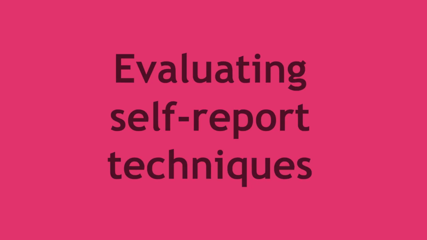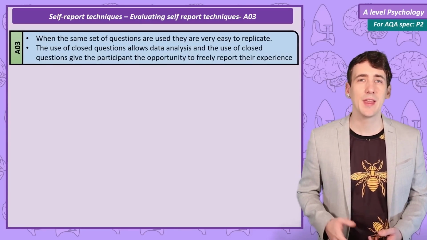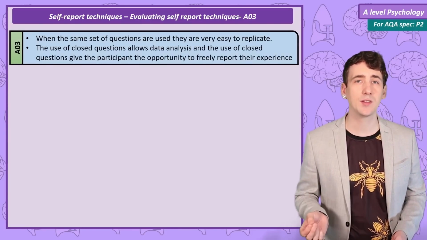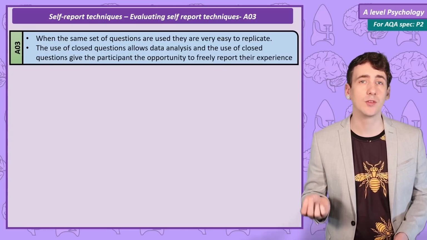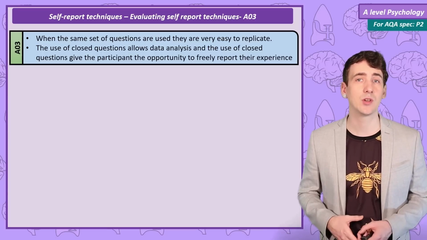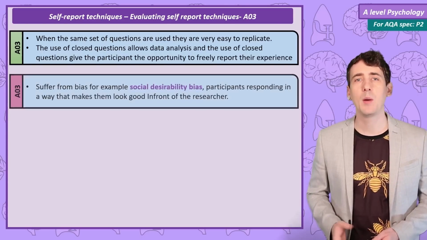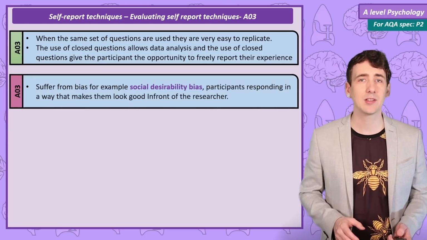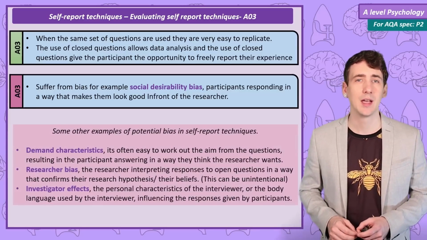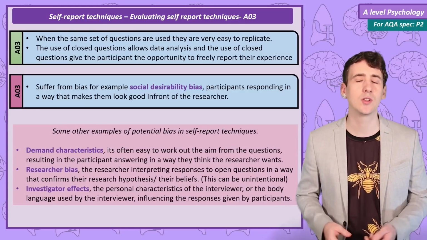Evaluating self-report techniques. Self-report techniques are a useful method for psychologists. They're easy to replicate using the same set of questions, and the use of open and closed questions give data that can be analysed with statistics, and the opportunity for participants to give detailed information about their experience. However, they do suffer from bias, especially social desirability bias, as people want to be seen in the best light. They'll often lie in their responses to look good to the researcher.